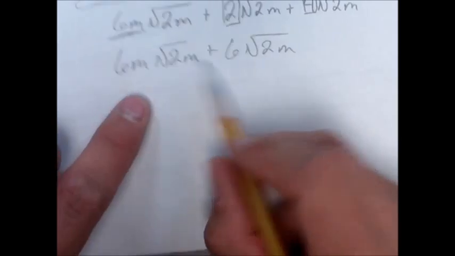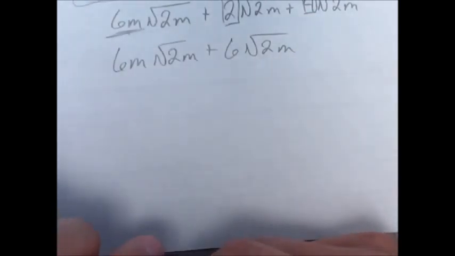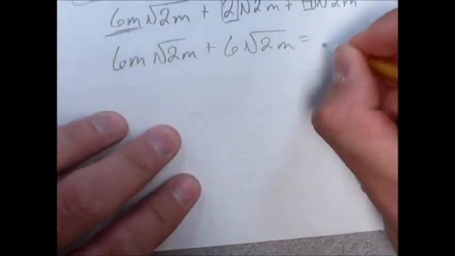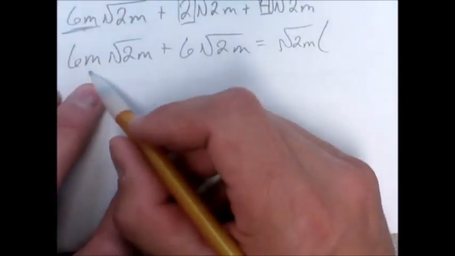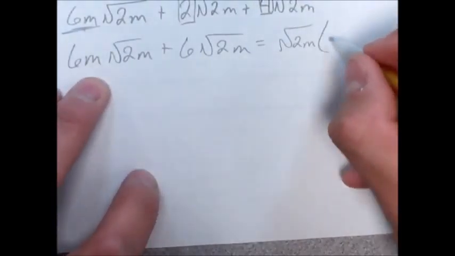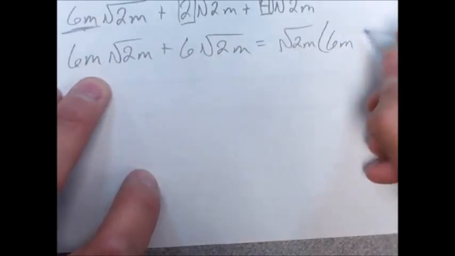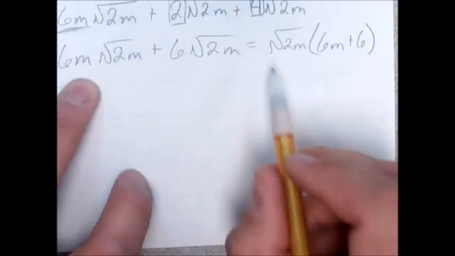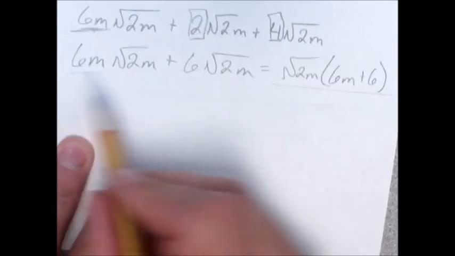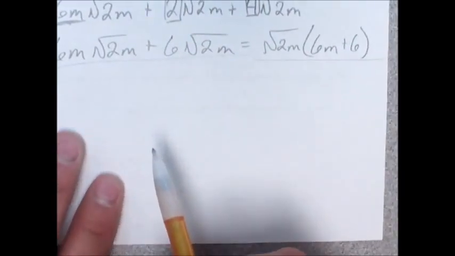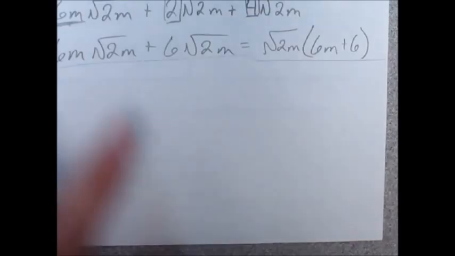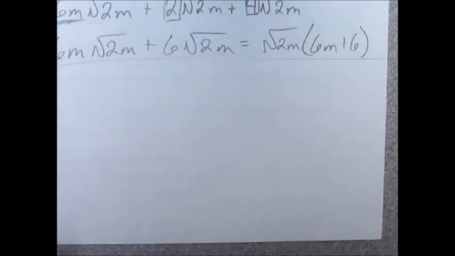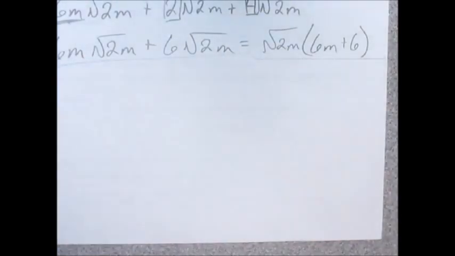Your book would want you to factor out that square root of 2m. Each one of these has a square root of 2m, so you're factoring it out, and then you're taking what's left over and rewriting it: 6m plus 6, like that. This is how your book would write it. I will accept this, but this is a more useful form in my eyes. Any questions there before I move on?